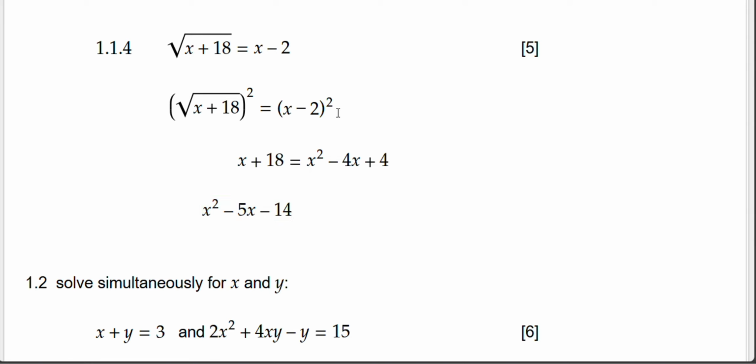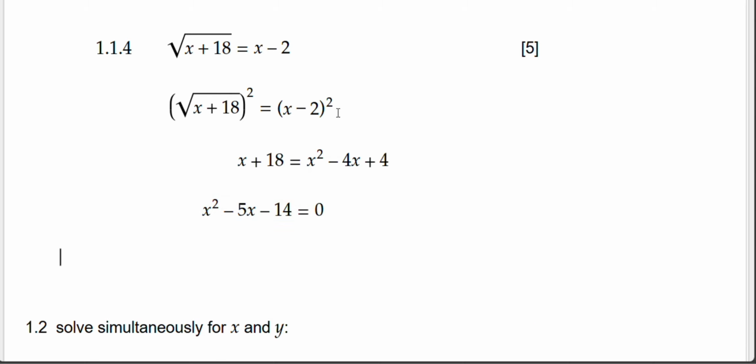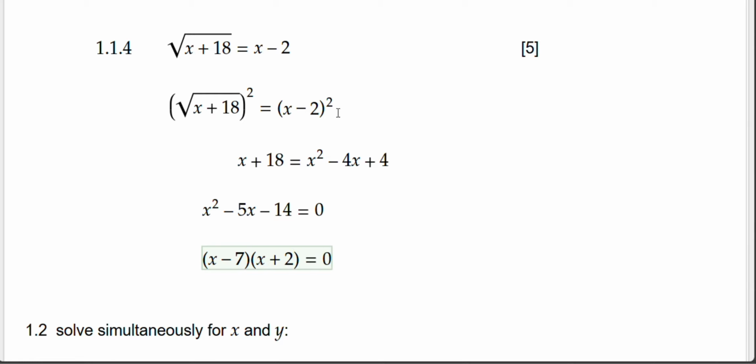So okay, it's equal to 0. So we need to factorize this thing. To factorize, it's going to be (x - 7)(x + 2) = 0. So okay, here we're going to conclude now.